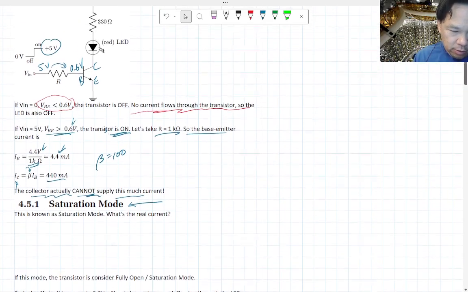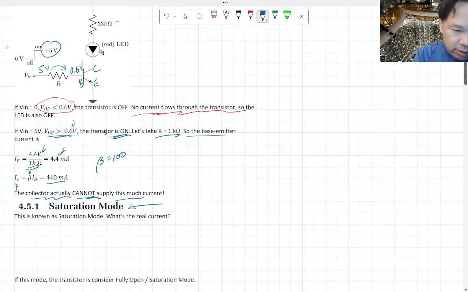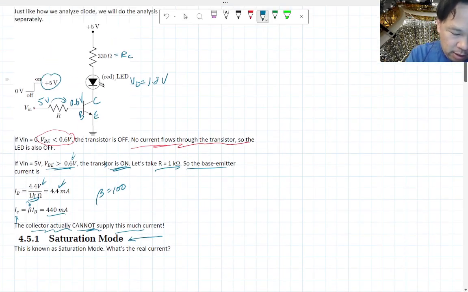Let's back up that picture. You have a resistor here, which we're going to call RC. We also know that the voltage drop across this diode, since it's a red one, is going to be 1.8 volts. So we do a little analysis here with Kirchhoff's loop law, Kirchhoff's voltage law.